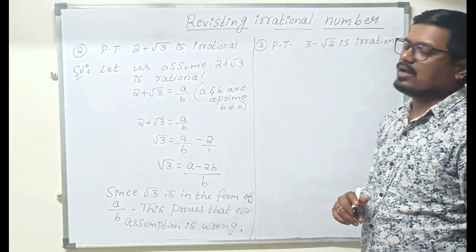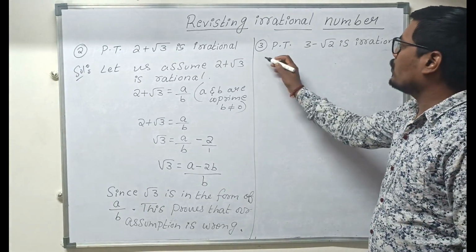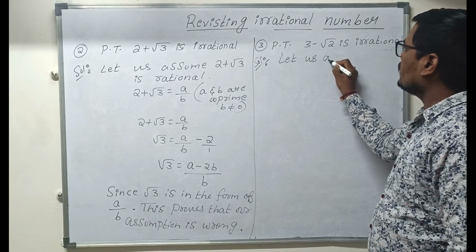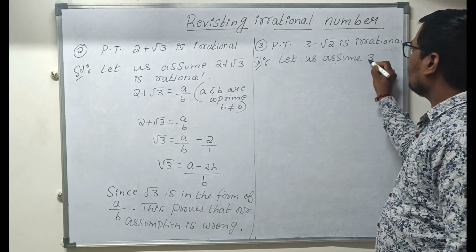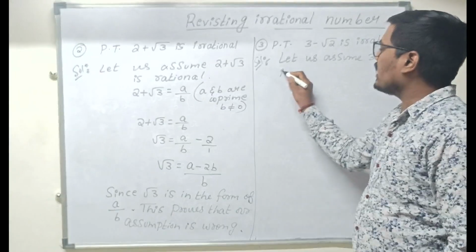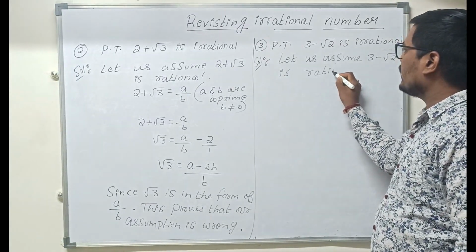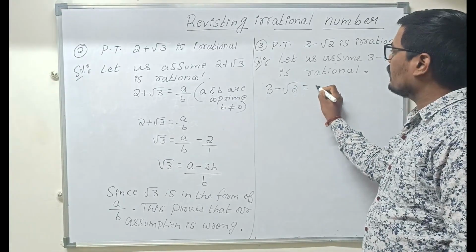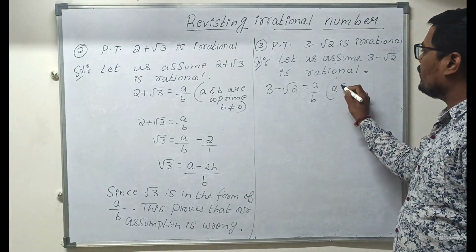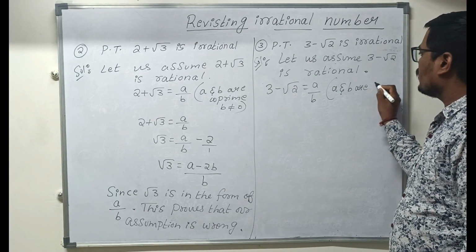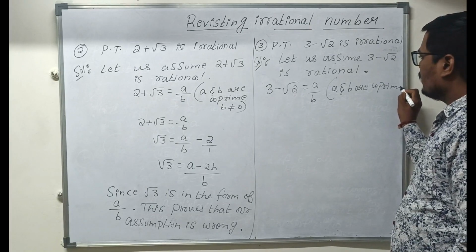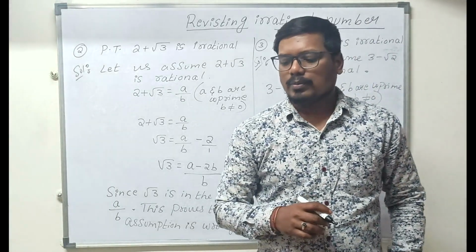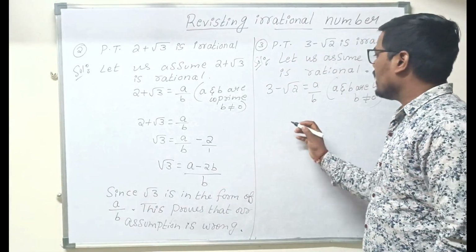Similarly, we have here with respect to subtraction. Same procedure again. Let us assume 3 minus root 2 is rational. Got it, children? 3 minus root 2 equals a by b, where a and b are co-prime, and b does not equal 0. Got it? Similar step now.